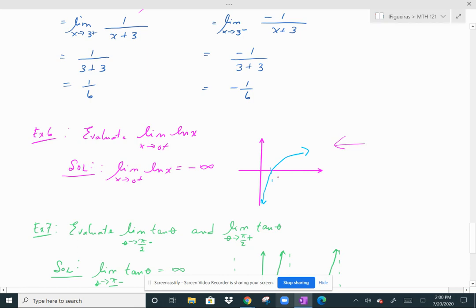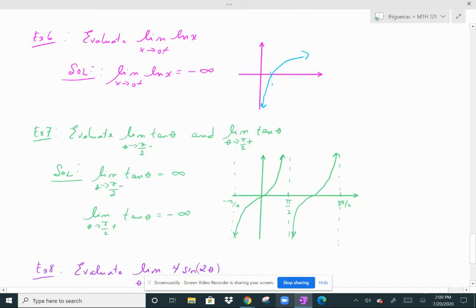But on the right of 0, as you get closer and closer to the origin here, you can see that the path is going towards negative infinity. So it's another graph where the limit of the function does not exist at 0 from the right, and the function value does not exist there either.